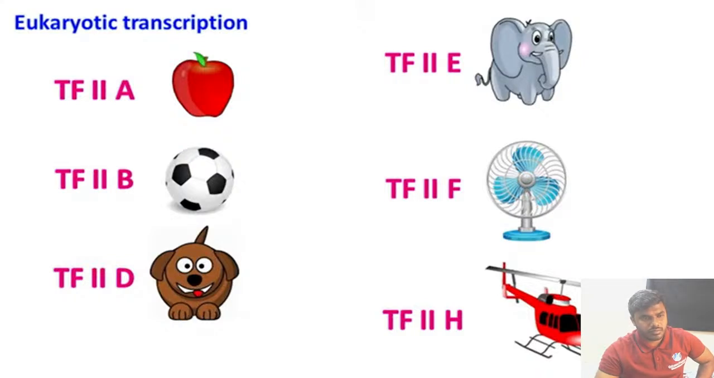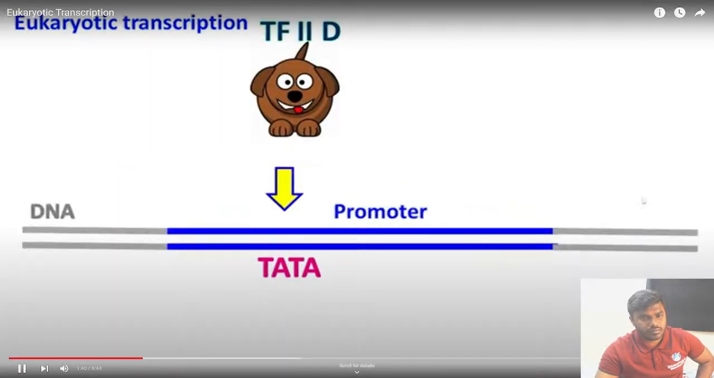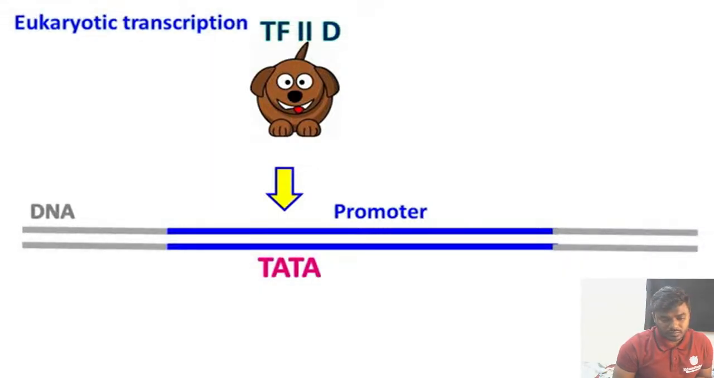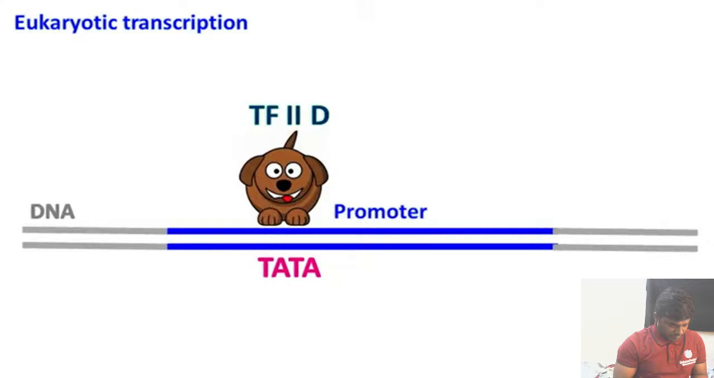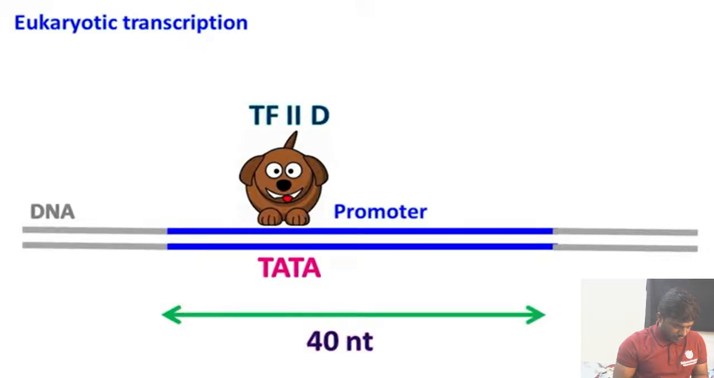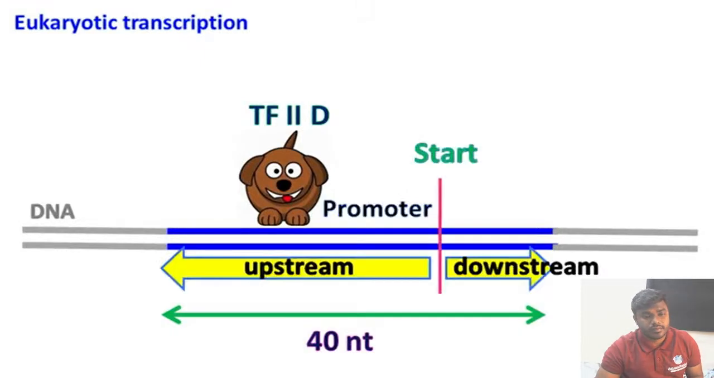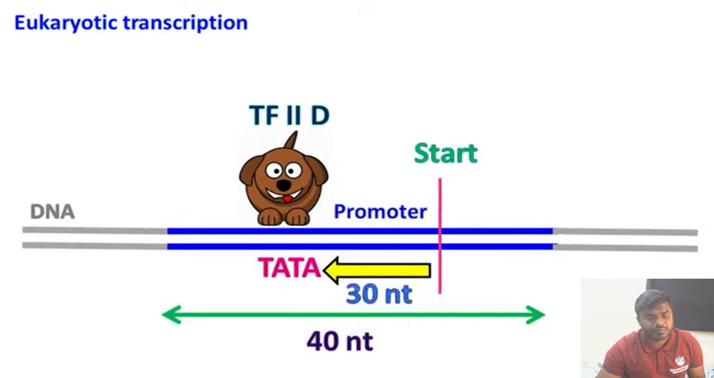Let's see the function of each of them. In the first step of initiation of transcription, the transcription factor TF2D binds the TATA element in the promoter. The eukaryotic promoter is about 40 nucleotides long and located upstream and downstream of the transcription start site. About 30 nucleotides upstream to the start site, there is an AT-rich sequence known as the TATA box or the TATA element.